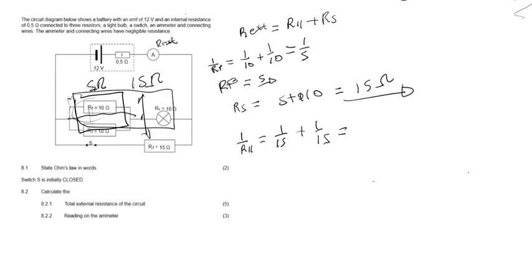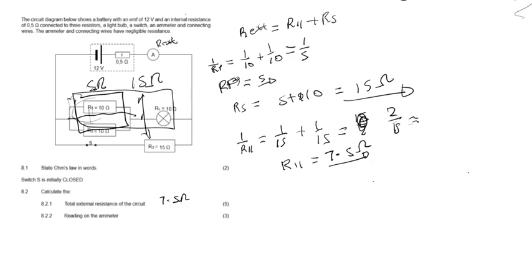Then punch in your calculator. 1 over 15 plus 1 over 15 should get 15 over 2. Oh, it's 2 over 15. 2 over 15. When you flip this, your total parallel resistance will be 7.5 ohms. So you need to add using the correct formula. Don't just add numbers, know which formula to use. So we have 7.5 ohms.